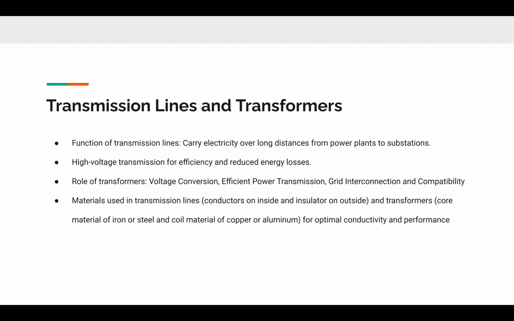And some of the materials used in transmission lines include conductors on the inside and insulators on the outside, which is pretty basic. And then for the transformers, we have a core material of iron or steel and a coil material of copper or aluminum for optimal conductivity and performance.